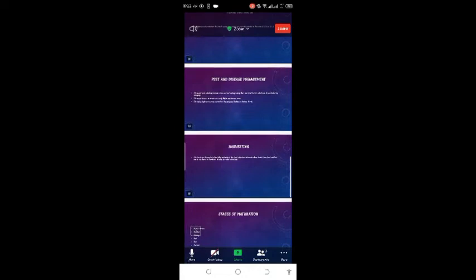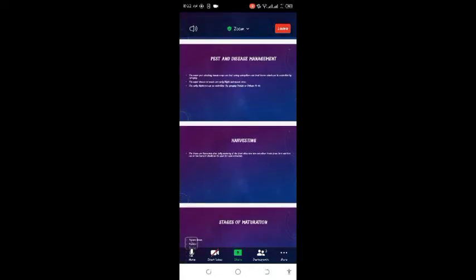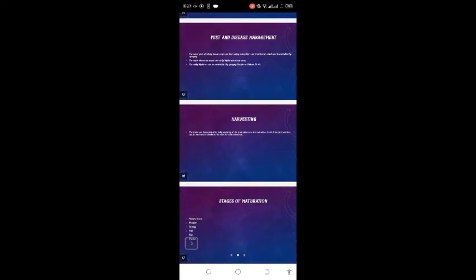Tomatoes are typically ready to harvest 60 to 85 days after planting seedlings outdoors. However, timing can change depending on your climate and the variety of tomatoes you are growing, if you are planting determinate tomatoes. Next हमारे पास है stages of maturation.